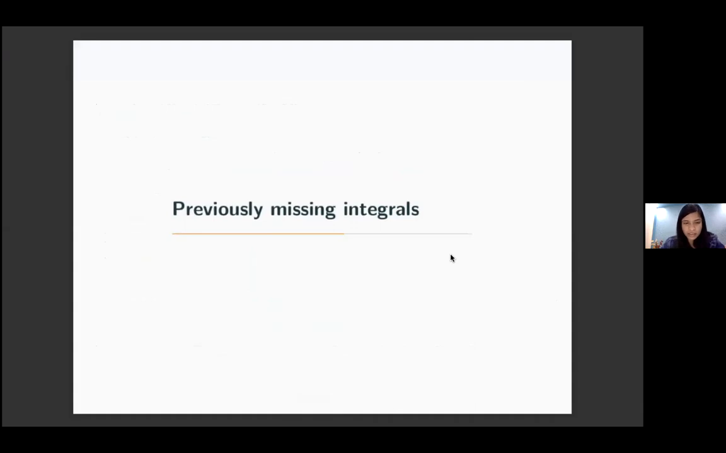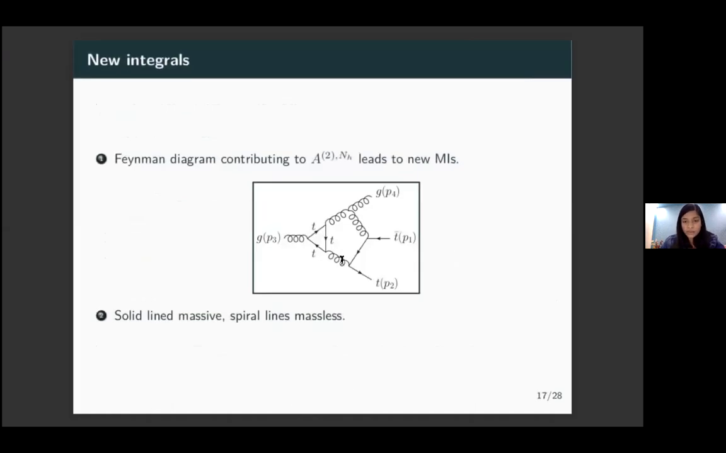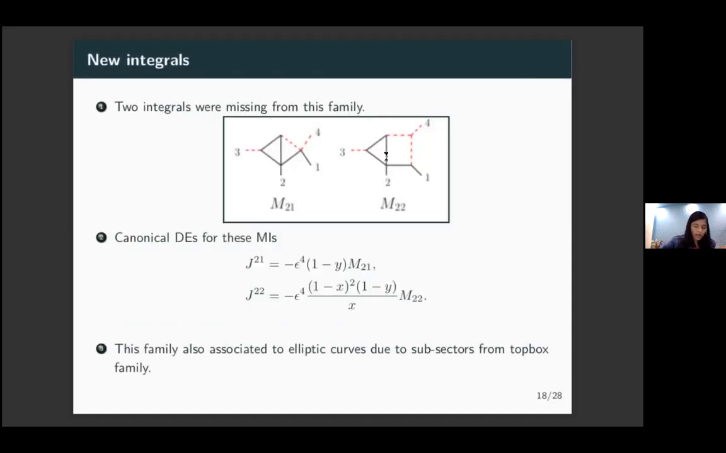So as I already said, in this paper we tried to evaluate previously missing integrals, and these are the new ones. This is the family. This is a Feynman diagram which contributes to this amplitude, and it leads to new master integrals. If I just talk about the scalar diagrams, it looks like this. And as I already said, you want to have all the master integrals, so you will also have the master integrals in the subsectors which you want to evaluate for this system.